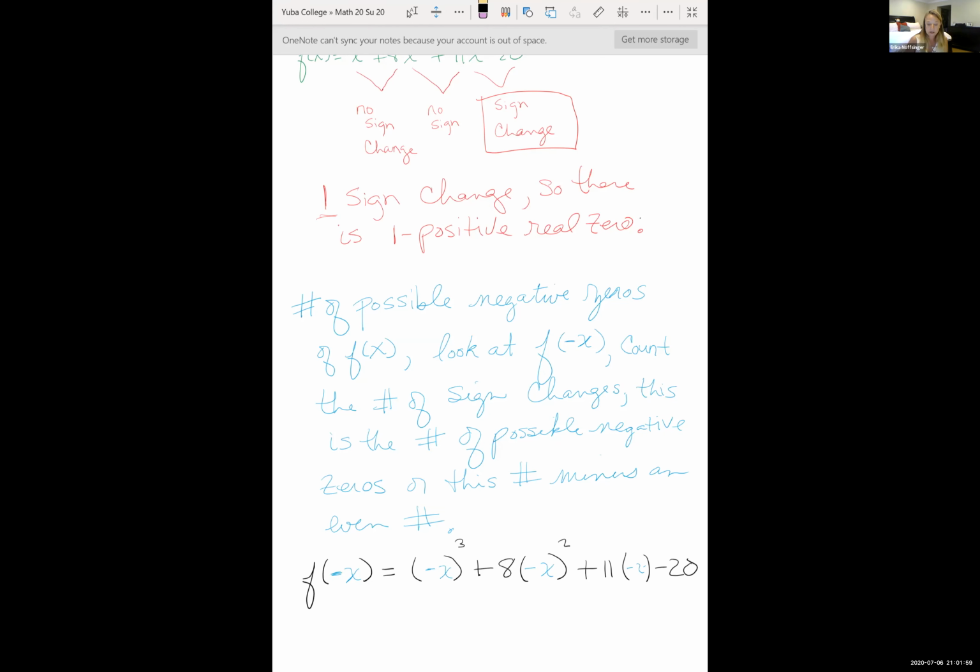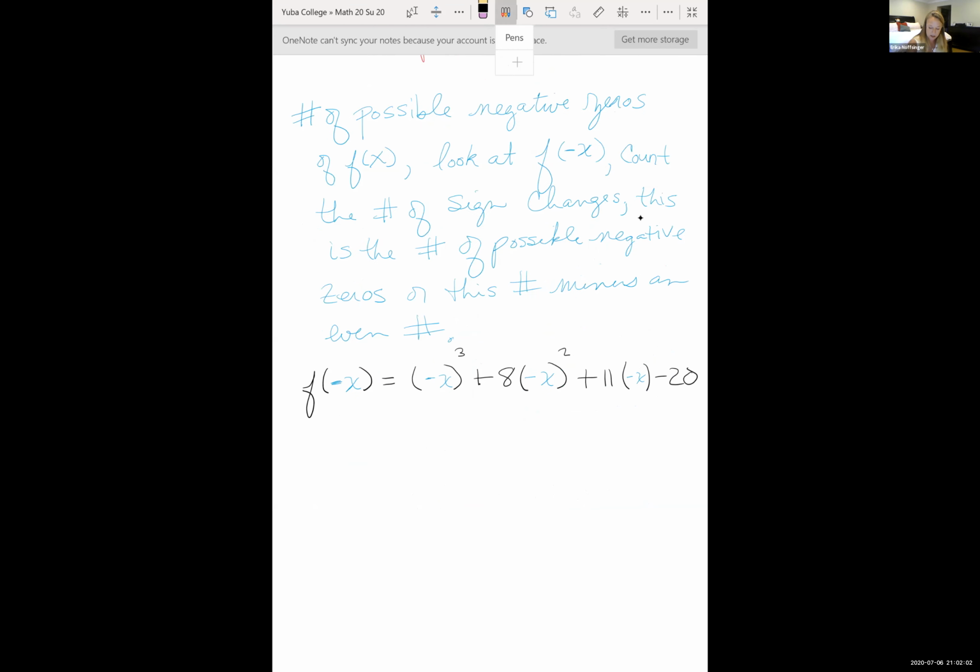So negative x cubed times negative x cubed times negative x cubed, that could be rewritten as negative x, then quantity cubed. Negative x times negative x is positive x squared, times 8, so this could be rewritten as plus 8x squared. 11 times negative x, pull the negative out front, so minus 11x minus 20. So now we're going to count the number of sign changes in between each term.